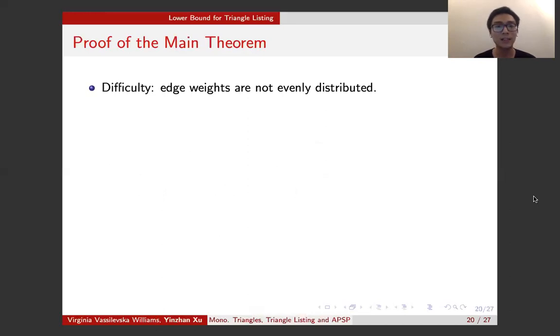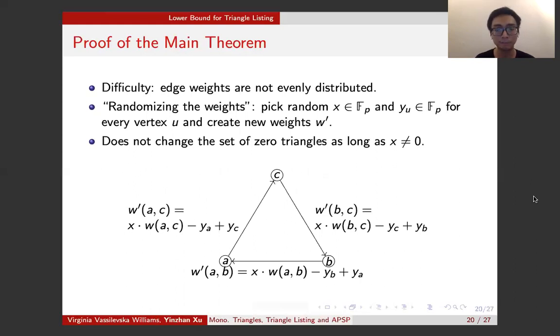The difficulty here is that edge weights are not evenly distributed. So for some i, j, k, we might create a dense graph, but for some other i, j, k, we might create a sparse graph, but that's not good for our purpose. So what we do is to randomize the weights. We pick a uniformly random x from the field F_p, and for each vertex u, we pick y_u from the field uniformly at random. And then based on x and y_u, we create the new weights.